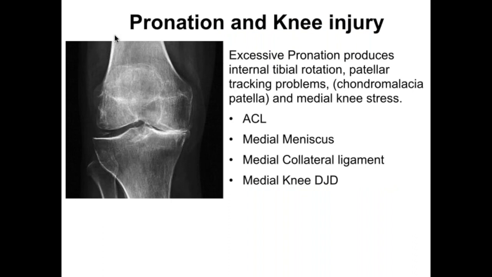All right. I was alluding to earlier that the excessive pronation that most of these patients are going to show up to you with will produce internal tibial rotation. It'll create patellar tracking problems. You know about chondromalacia patella and the medial knee stress. And then that can create problems with the ACL, the medial meniscus, the medial collateral ligament. Those 3, by the way, you know as the terrible triad of the knee. And then, of course, can create arthritis that we see again. You have probably seen this in your family and some of your patients, and guess what? It could be you, all right?